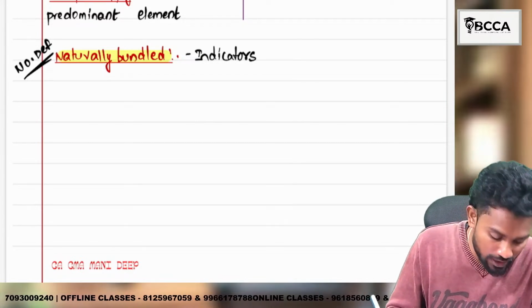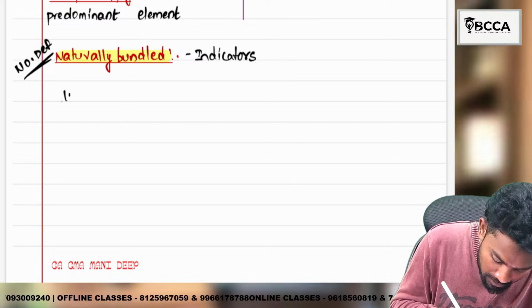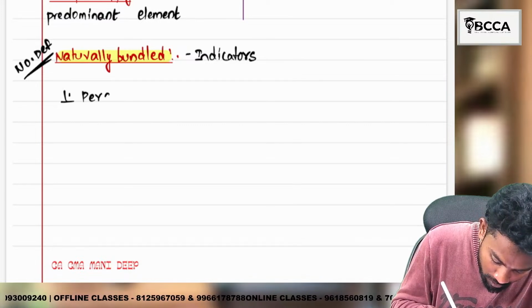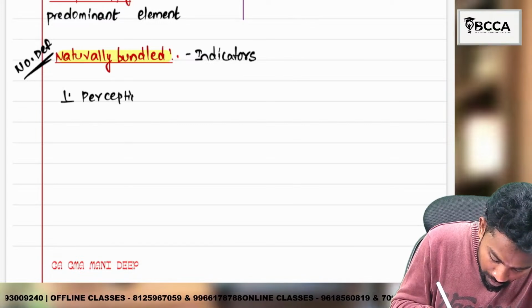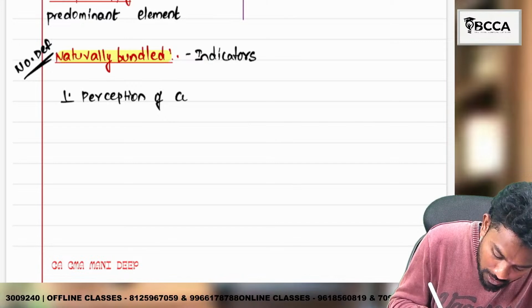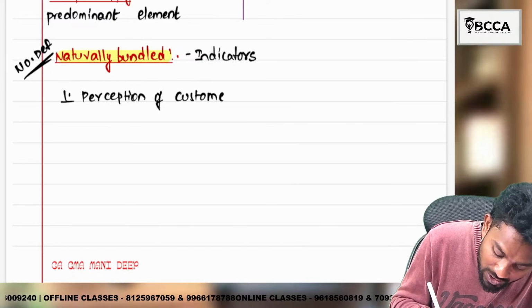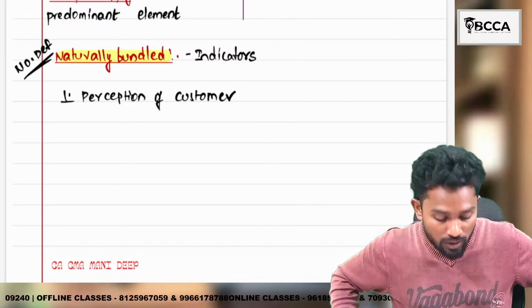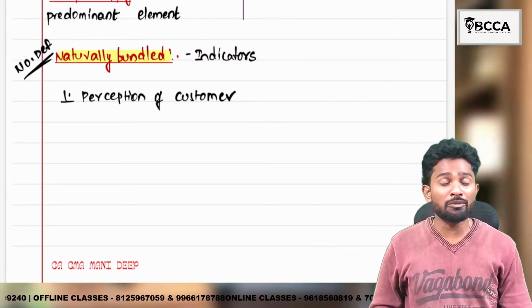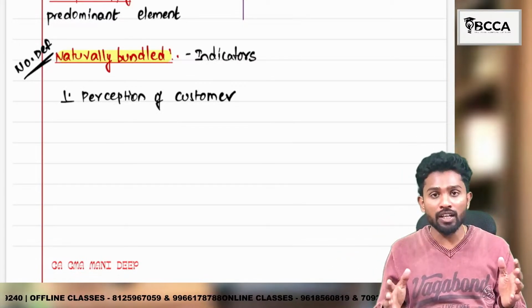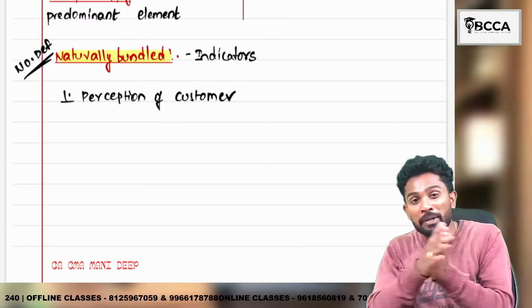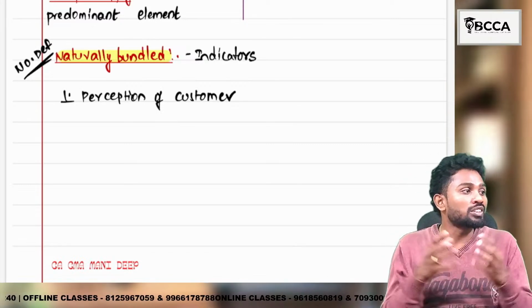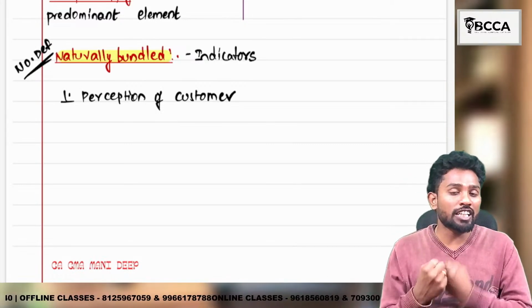What are those indicators? First one is perception of customer. So what is that? How the customer is going to expect them. Whether he is expecting all of them as a bundle or he is expecting a separate or single individual item. So that depends whether it is naturally bundled or not.